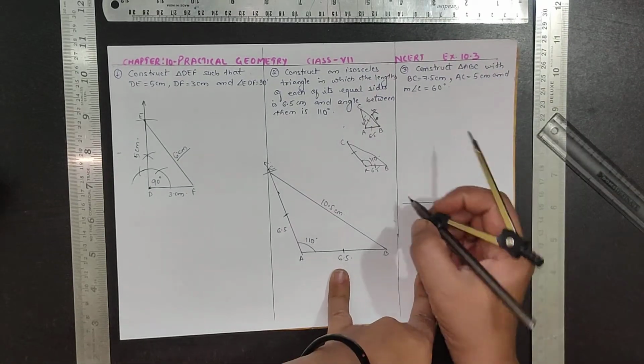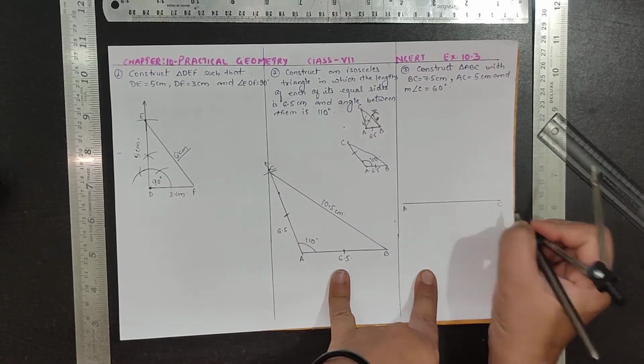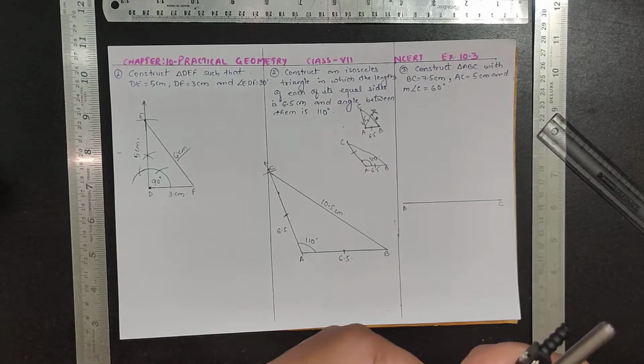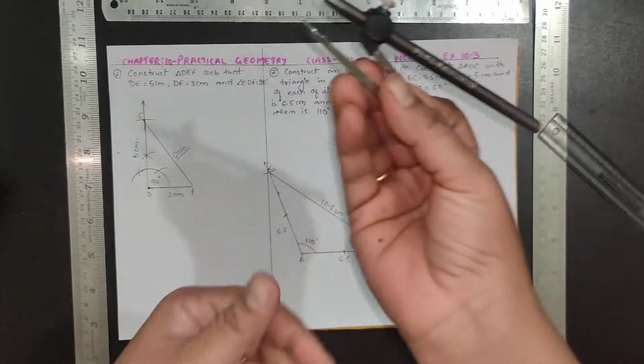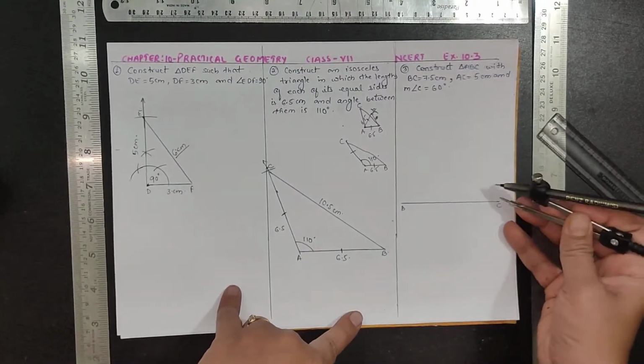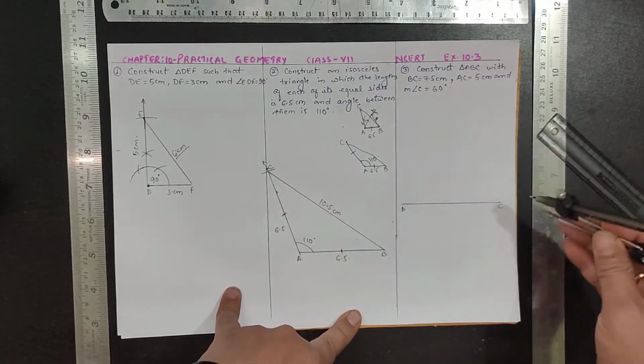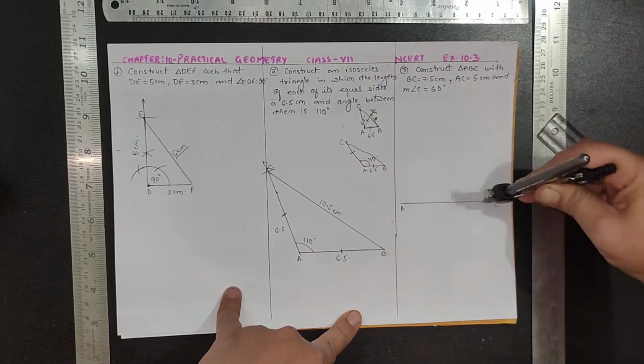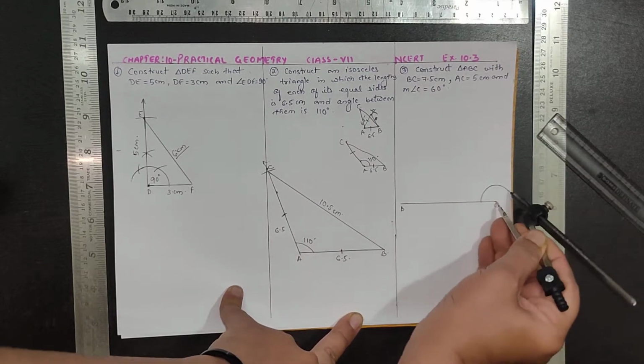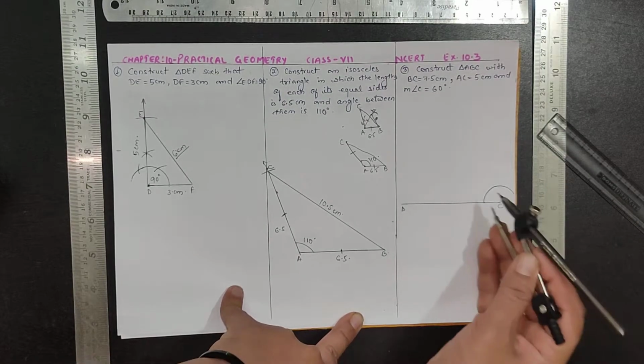Okay. BC is 7.5, and angle C is given. So just take any arc, meaning the standard arc. Put the pointer on C and draw the semicircle like this.